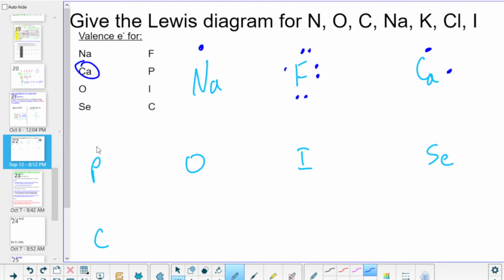So, tell me when you're done. You're good? What does it look like then? Two on top and then one on each side. That's a great way to describe it.